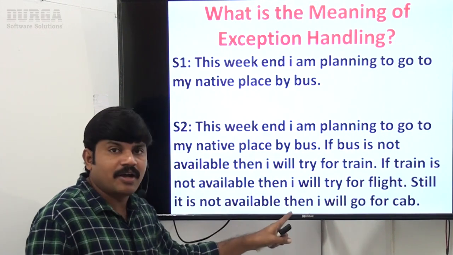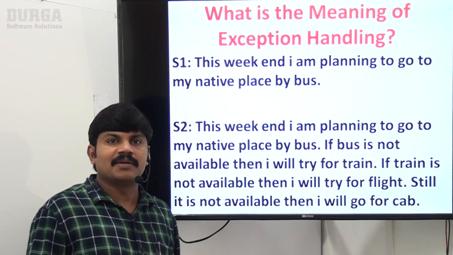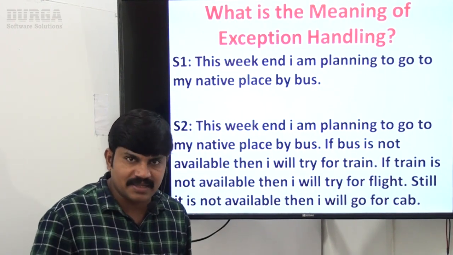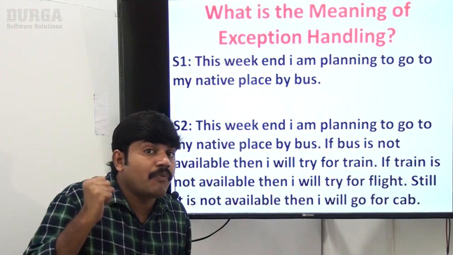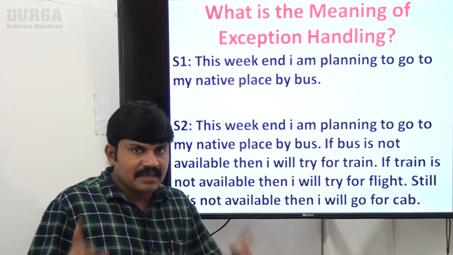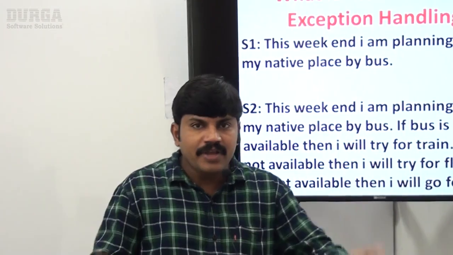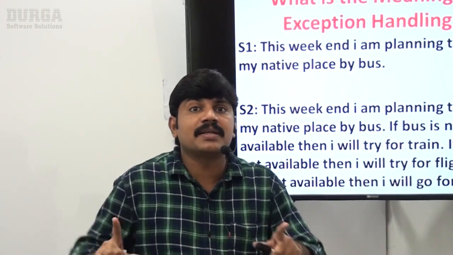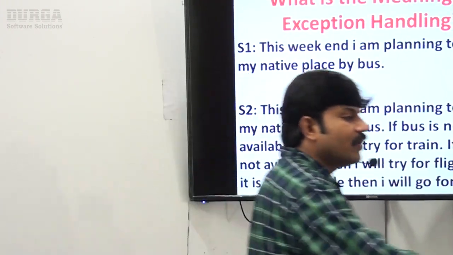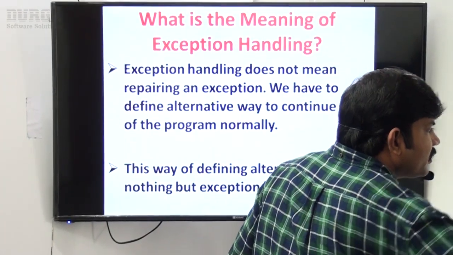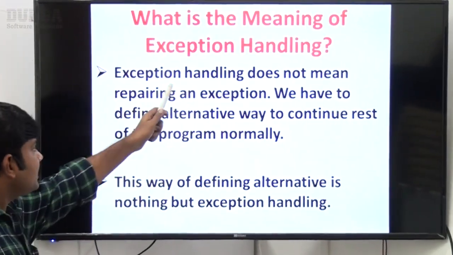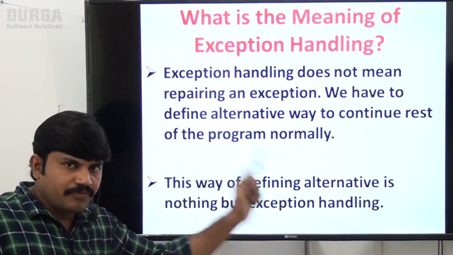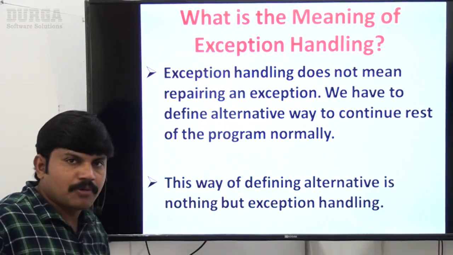But what about this one? He is having some alternative plans. Happily, this program has a maximum chance to continue and succeed. Are you in the position to understand, right? So what is the meaning of exception handling? Defining an alternative way to continue the rest of the program normally is the concept of what? Exception handling. Have a look once about this one, sir. Exception handling doesn't mean repairing an exception. We have to define an alternative way to continue the rest of the program normally.